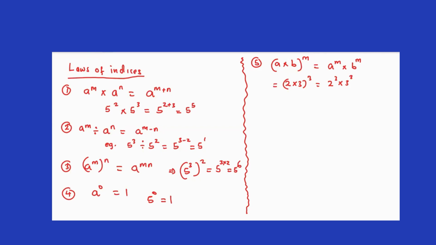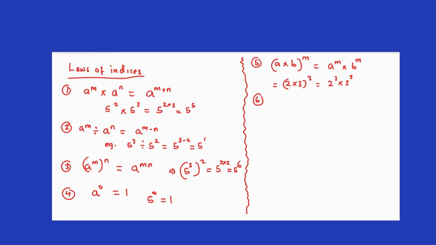Law number 6. So remember I said at least 6 laws, but this time around I'll go up to the 8th law. Wow, this is interesting.